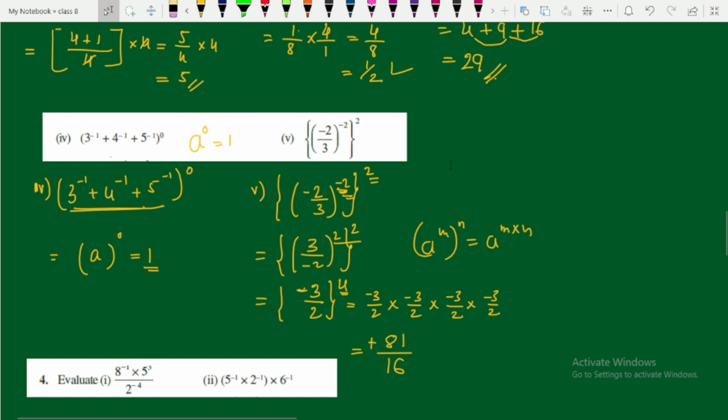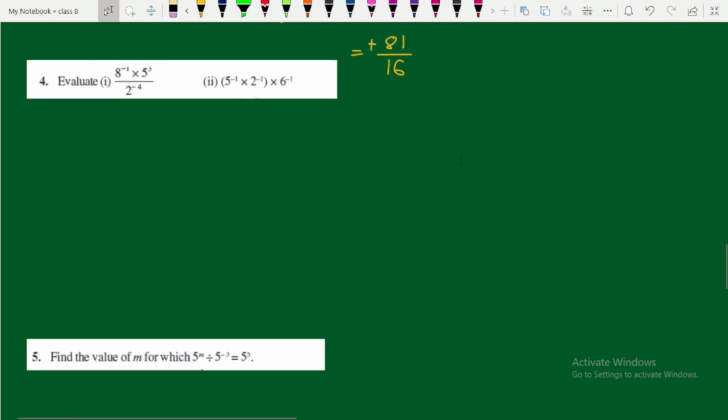Yes, in this way we can simplify question number 5. Next, question number 4, the first one. We'll do one sum here as classwork in the online class, and one more you can do for homework. Yes, this one is homework. Simple questions are there. You just have to convert the negative exponents into positive exponents, then you can simplify the answer.